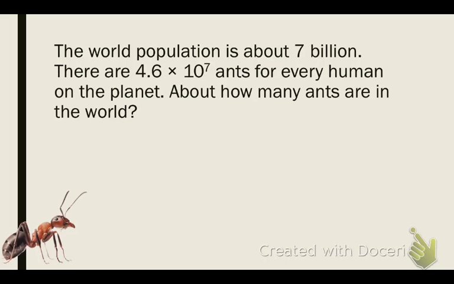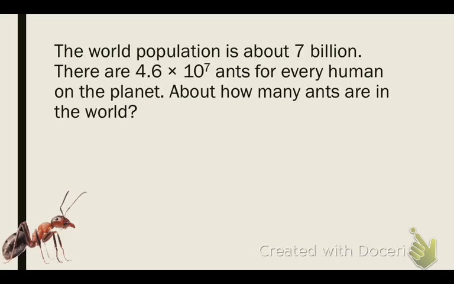This next application question says, the world population is about 7 billion, and there are 4.6 times 10 to the 7th ants for every human on the planet. About how many ants are in the world? It's a lot of ants. So for every one person, there's 4.6 times 10 to the 7th.